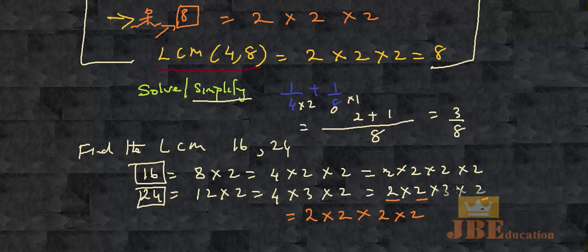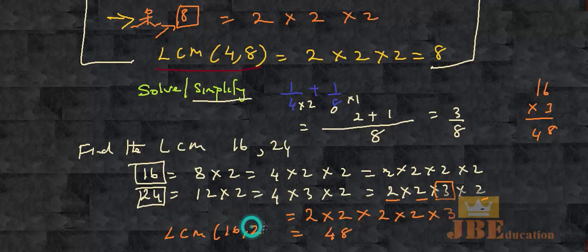And are there any other scores that you see? Of course, you see a score 3 here. Is there any 3 in 16? No. So 24 is the winner there, so place that number 3 there. Now multiply these quantities. 2 times 2, 4. 4 times 2, 8. 8 times 2, 16. 16 times 3. Let us find out what is 16 times 3. 6 times 3 is 18, carry 1, 48. So you get the quantity 48. So the LCM of 16 and 24 is 48.